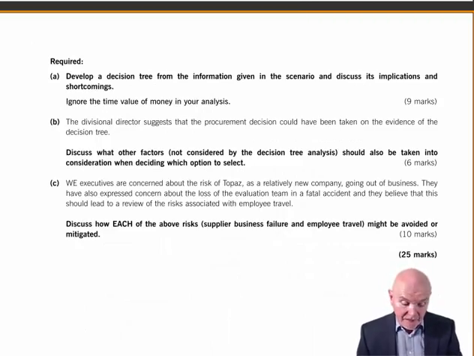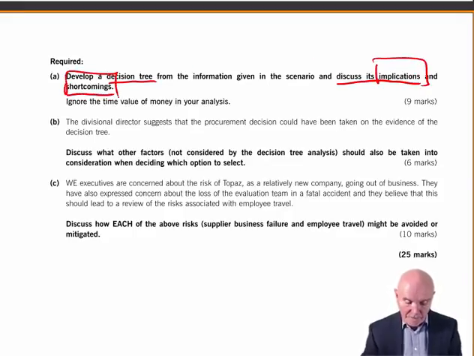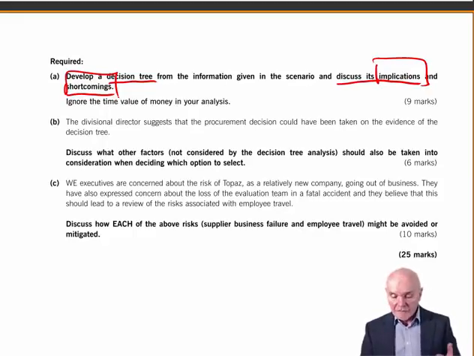So part A says develop a decision tree from the information given and discuss implications and shortcomings. So we have to remember this, okay? If you just draw the decision tree, I don't think you're going to get much more than 4 marks maximum.